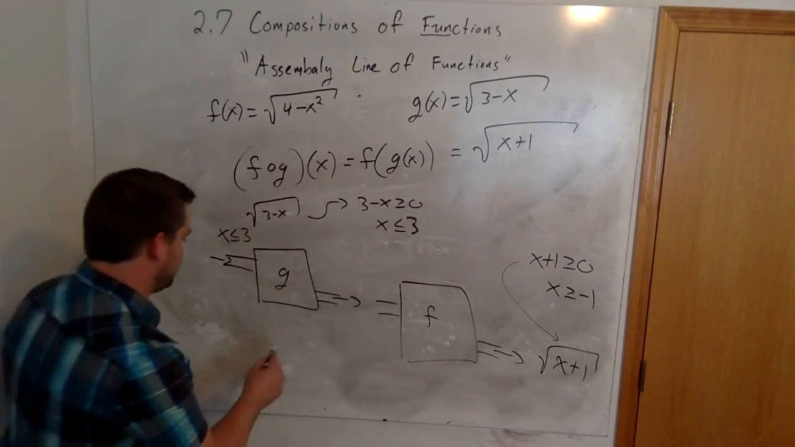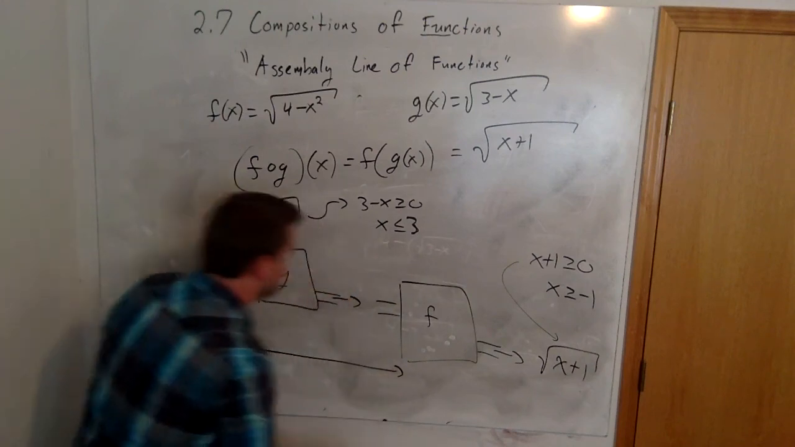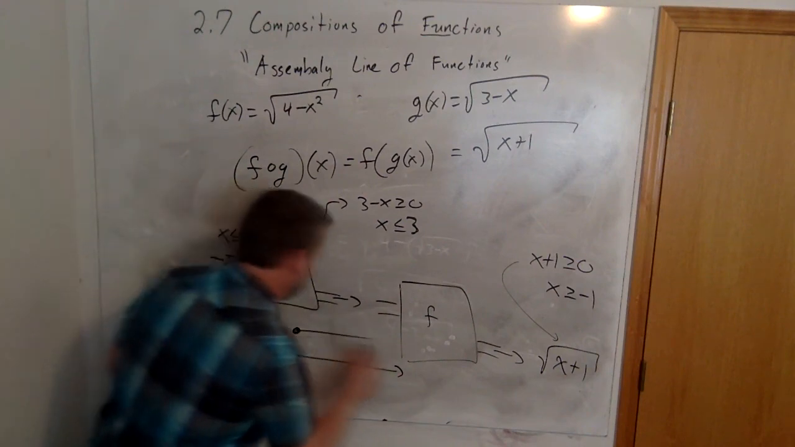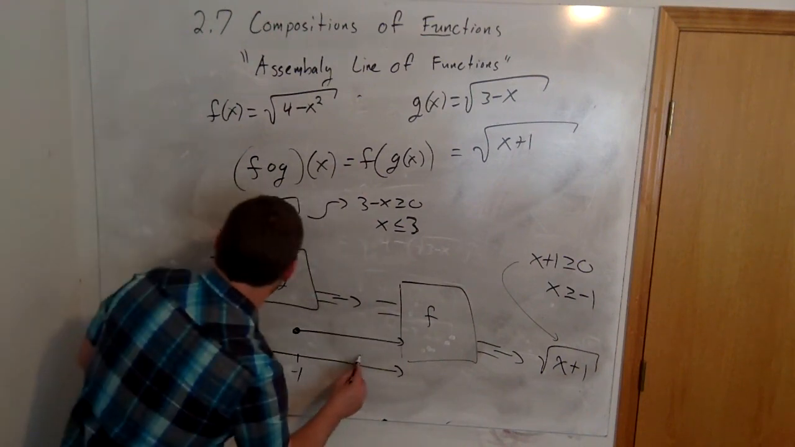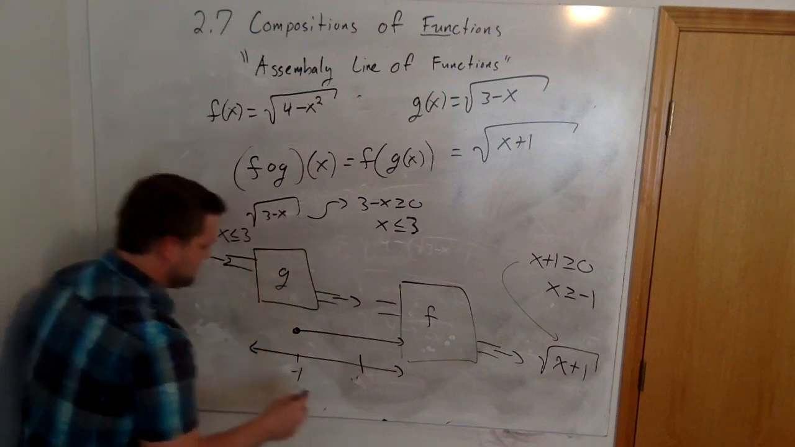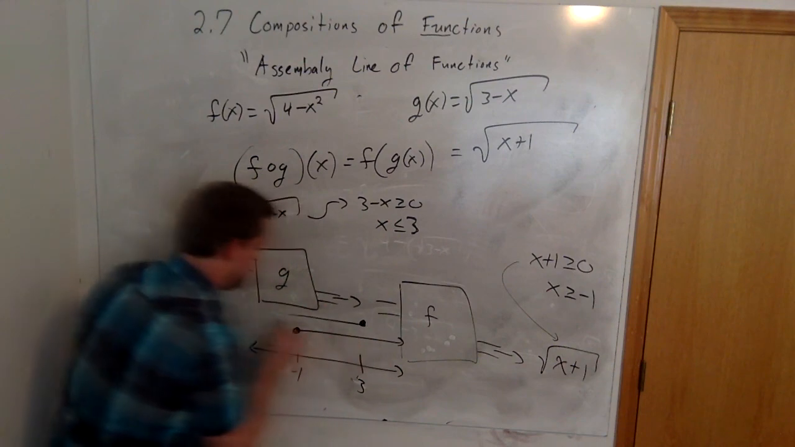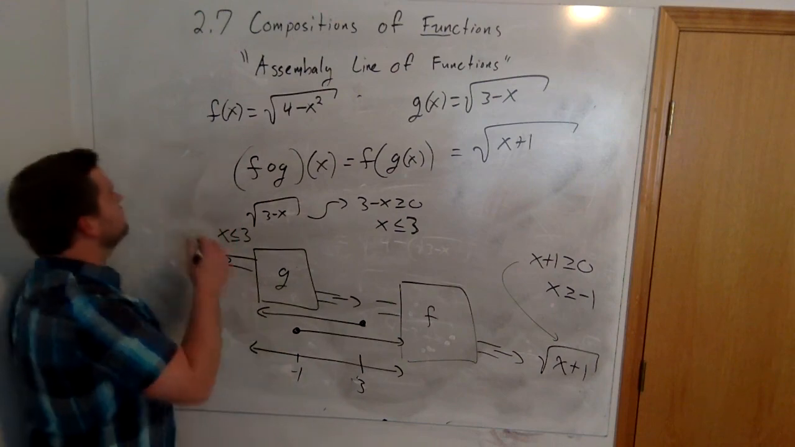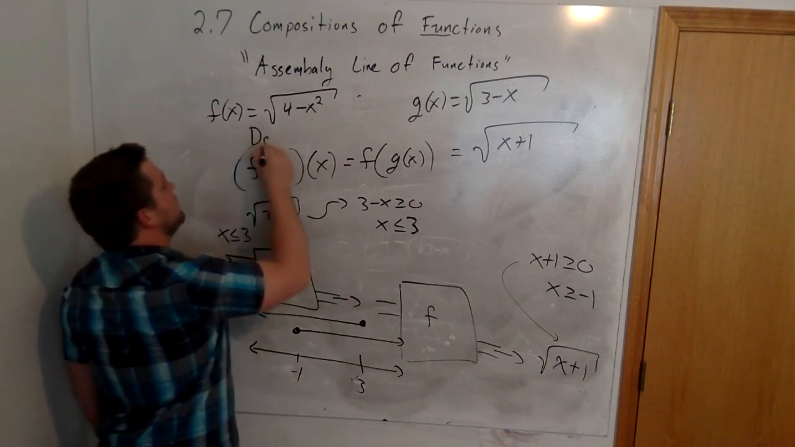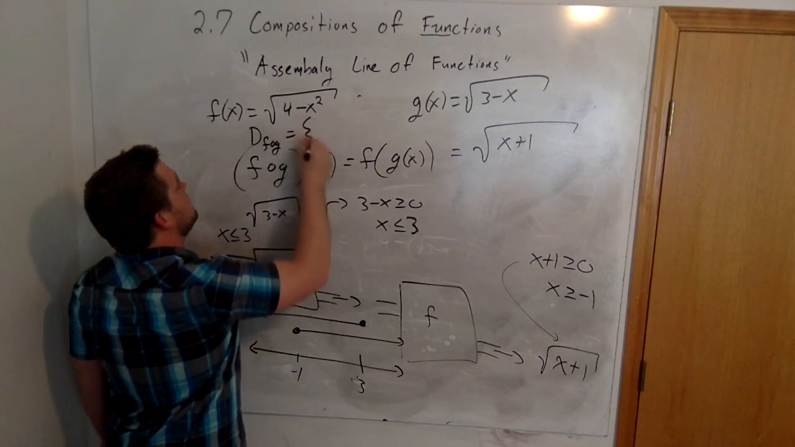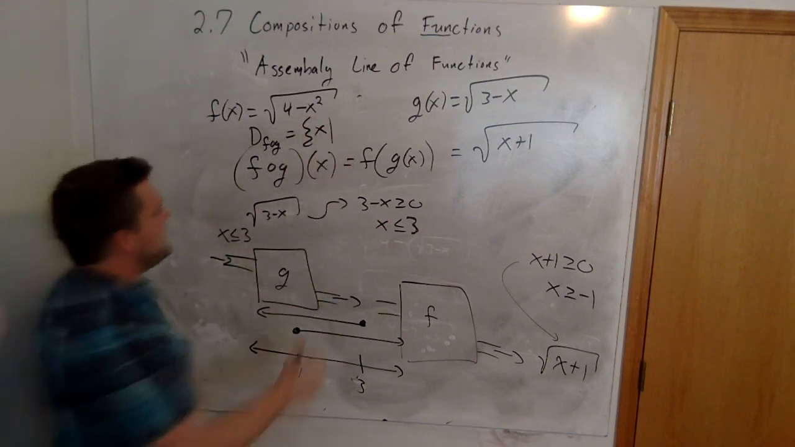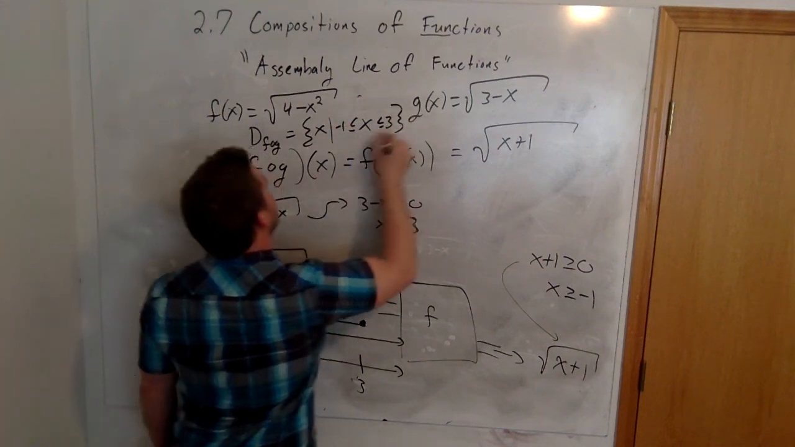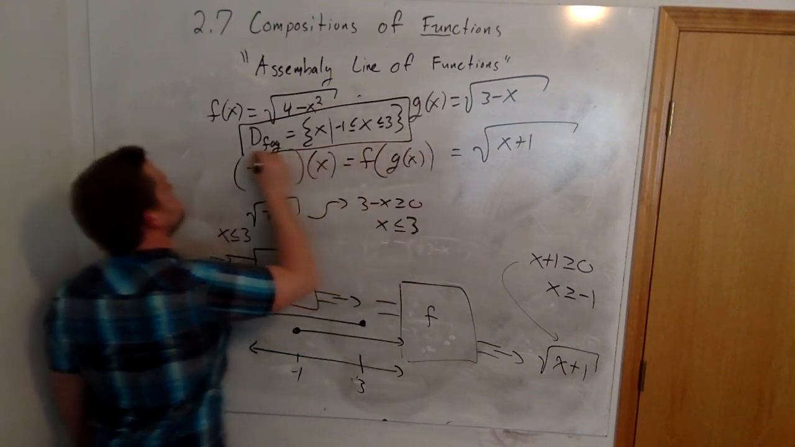So together, if we want to draw this on a number line, here I have -1. I need x bigger than or equal to -1. And we also need all x less than or equal to 3. So the domain of this composition will be the intersection of these two. So here the domain of f of g is going to be all x such that x is between -1 and 3. And that is the domain.